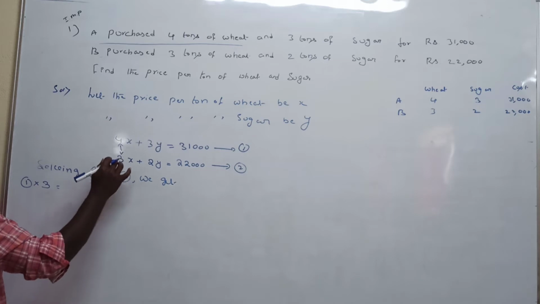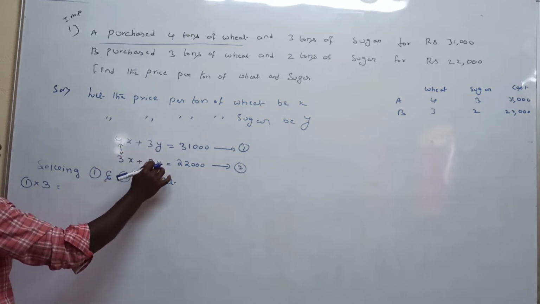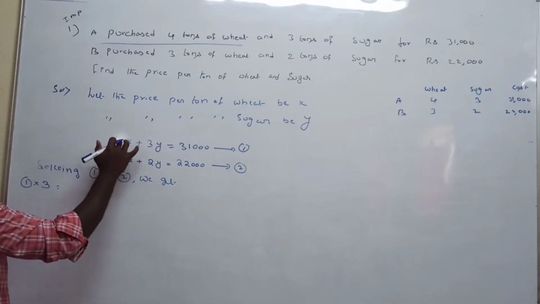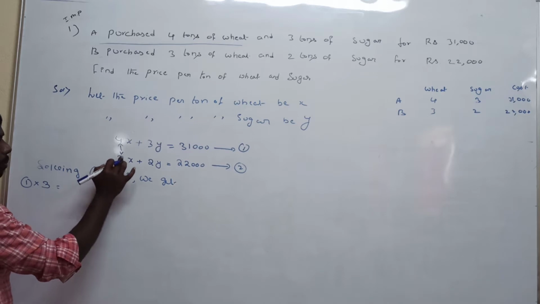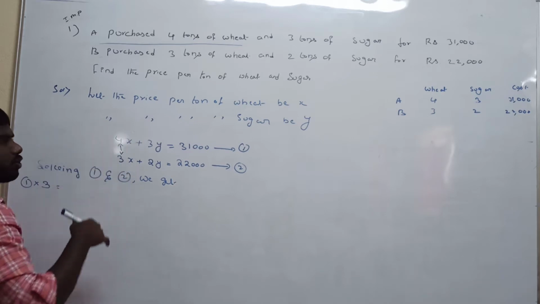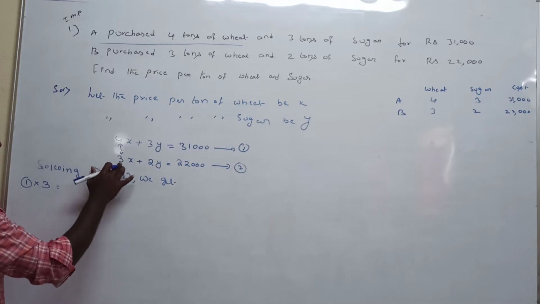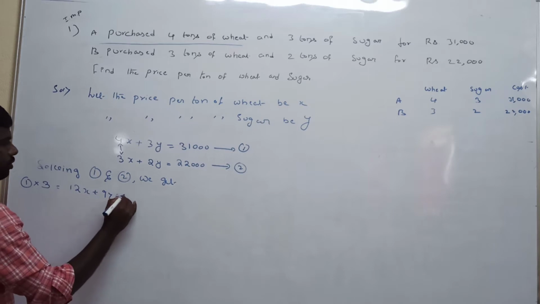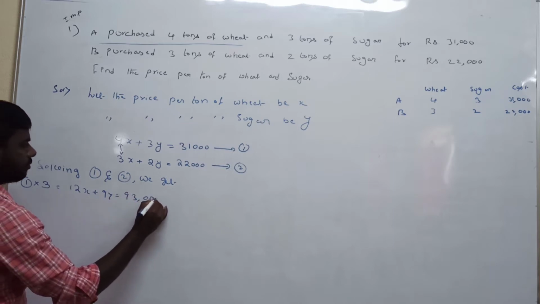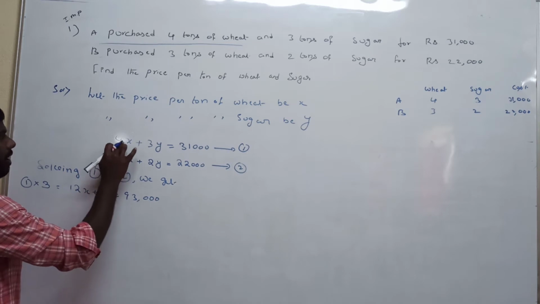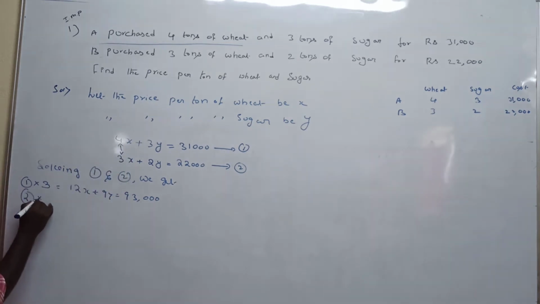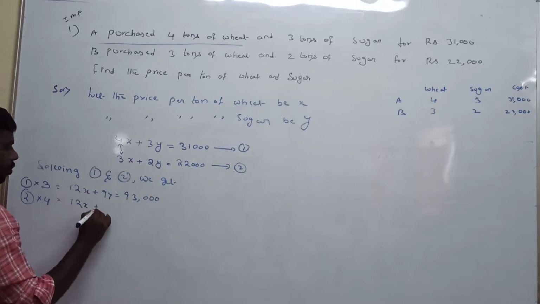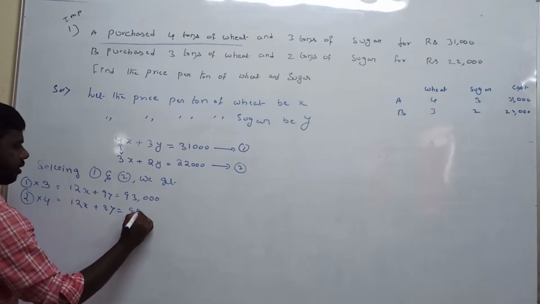Understood? Why are we interchanging the multipliers? Whenever the x coefficient or y coefficient are not equal, we interchange and multiply: equation 1 multiplied by 3, equation 2 multiplied by 4. So at that time both x coefficients are equal. First equation multiplied by 3: 3 times 4 is 12x, 3 times 3 is 9y, so 93,000. Next, equation 2 multiplied by 4: each term multiplied by 4. 4 times 3 is 12x, 4 times 2 is 8y, so 88,000.